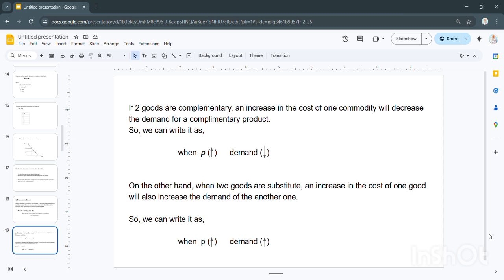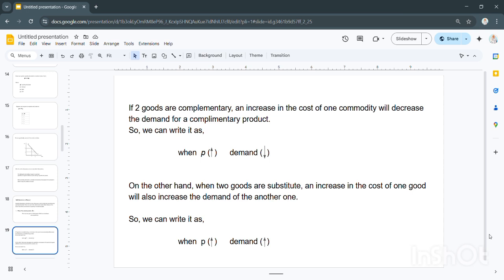On the other hand, when two goods are substitutes, an increase in the cost of one good will also increase the demand of the other one. Now think about coffee and tea. When the price of coffee increases, the demand of tea will increase, and vice versa. Like if the price of tea increases, the demand of coffee will increase. That's how it is.